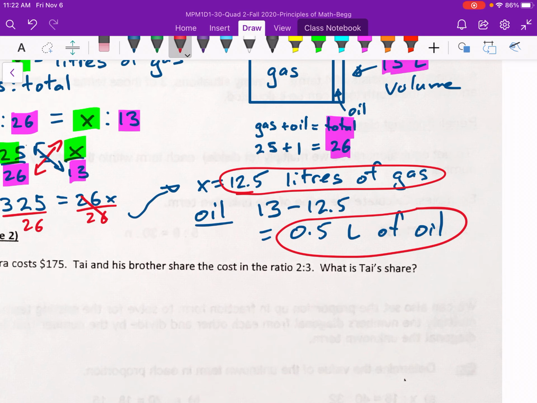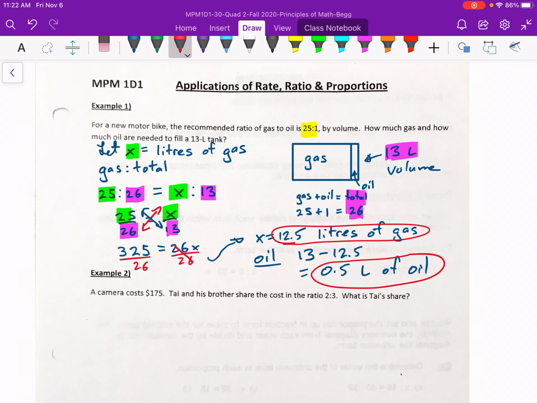So the main thing that you need to get out of this example is this idea that even though it didn't tell me to figure out what the total parts were, I had to do that to figure out what was going on. I never actually did use the ratio of 25:1 in my calculations. I just used the 25:1 to figure out the fact that there are 26 parts, and then I used the 26 parts along with the 25 parts of gas. Let's do another one to see if we can use that same concept.